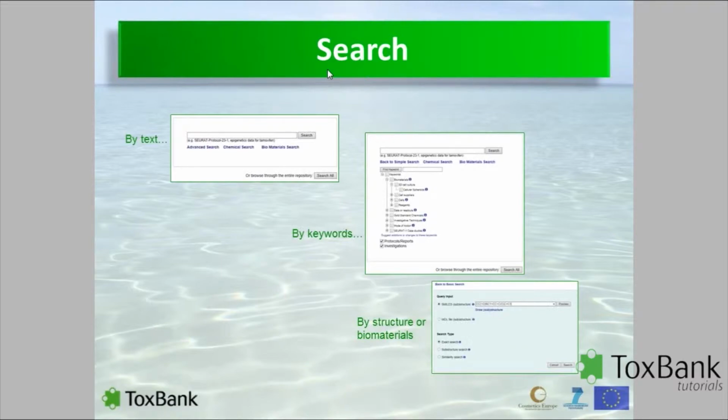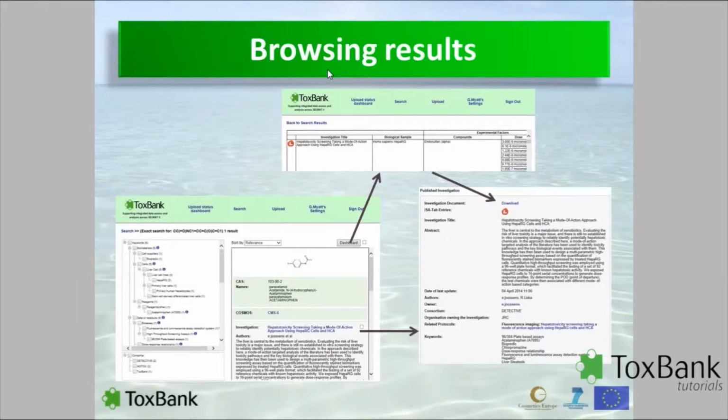So here are a couple of examples of searching. You can search by free text. We could search by predefined keywords, which would include cells, gold compounds, different techniques, modes of action, as well as by chemical structure or by genes, proteins, or cells.